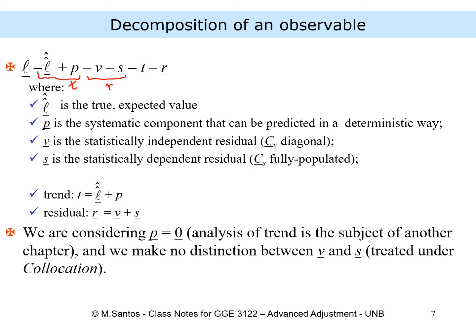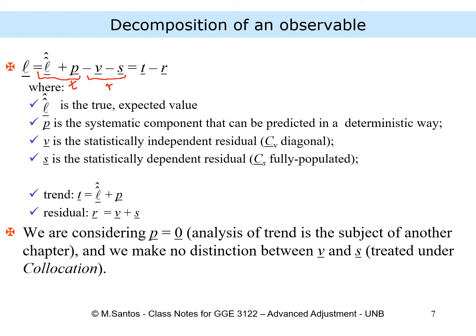What we do in general in least squares adjustment is consider the systematic component to be equal to 0. In other words, any systematic effect has been removed before going to the adjustment. If P is different from 0, we can make use of it in the so-called analysis of trend, which is a subject of another chapter.